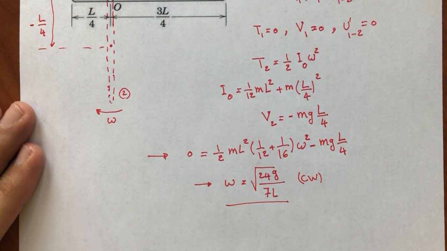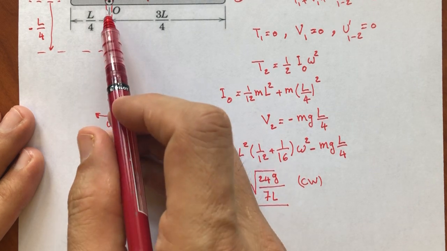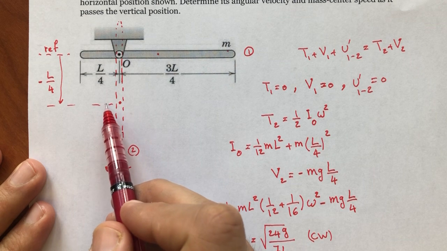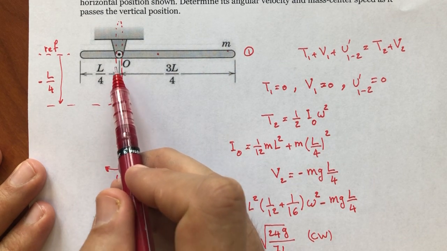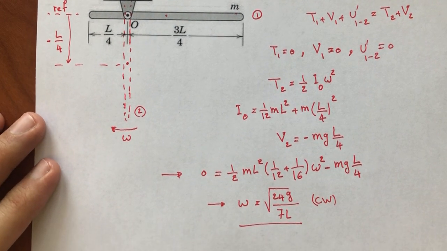So this is omega, and if I want to find the velocity of the centroid rotating about point O, the velocity of it is going to be r times omega, and r is L/4. So it's going to be L/4 times omega, as simple as that.